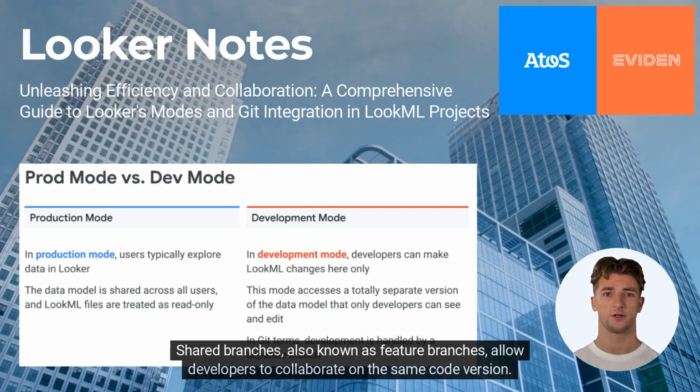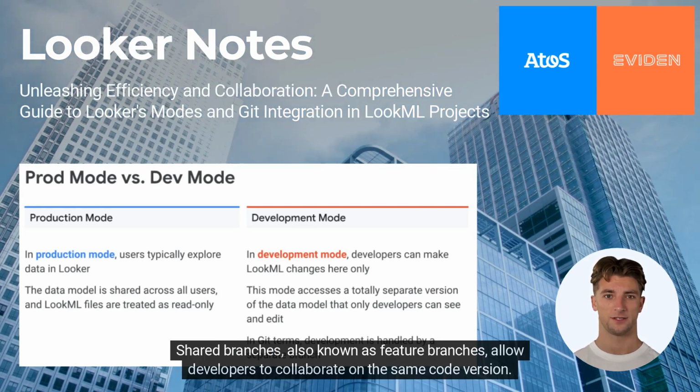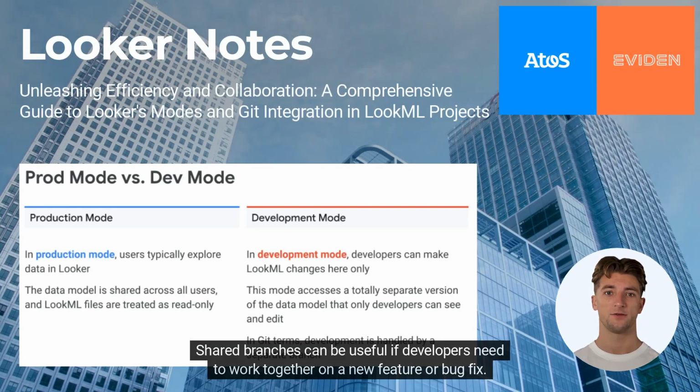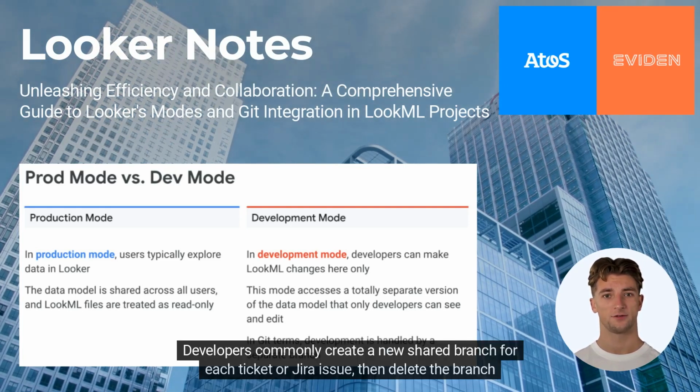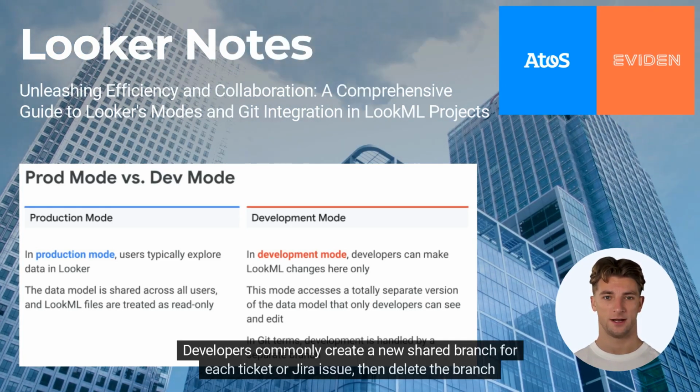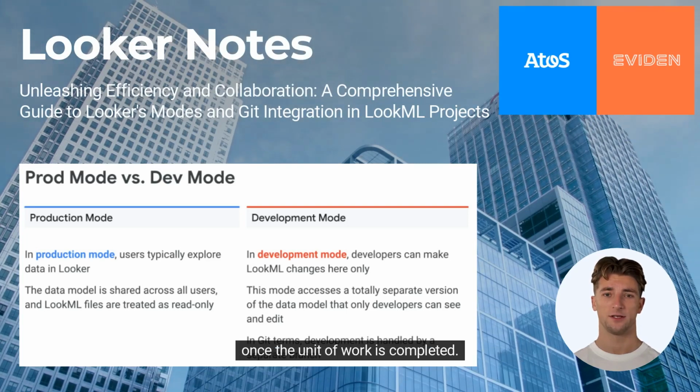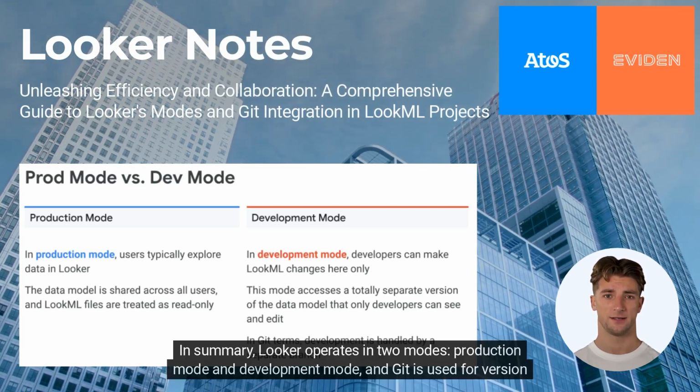Shared branches, also known as feature branches, allow developers to collaborate on the same code version. Shared branches can be useful if developers need to work together on a new feature or bug fix. Developers commonly create a new shared branch for each ticket or Jira issue, then delete the branch once the unit of work is completed.